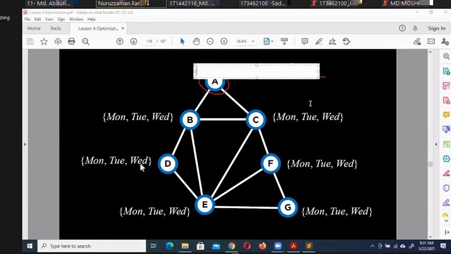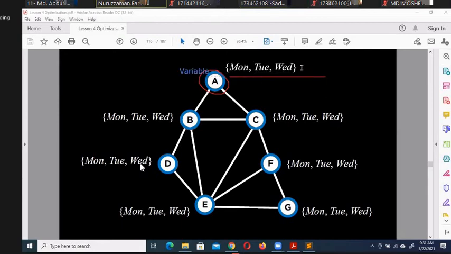Sir, edges. These A, B, C, D are variables. These are domains. So where are our constraints? Sir, the edges. Okay, excellent. These edges are our constraints.